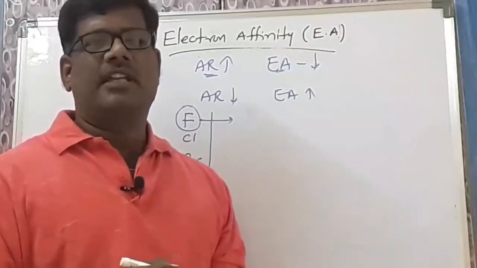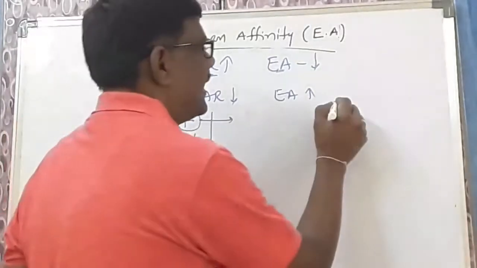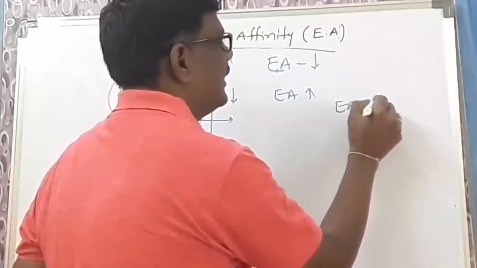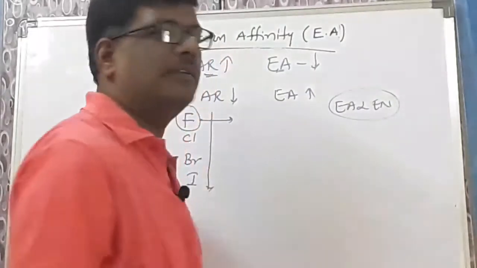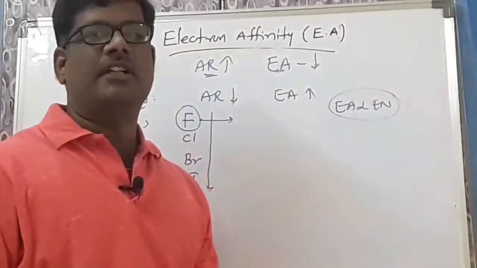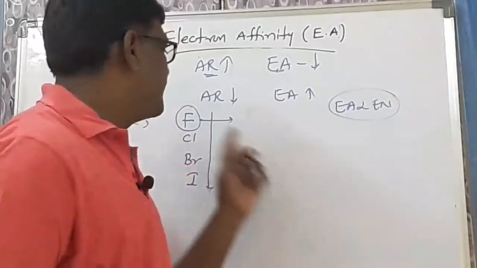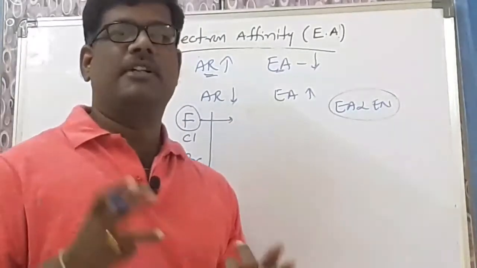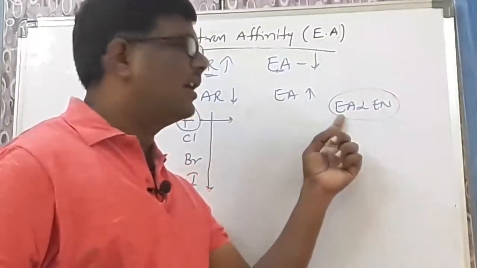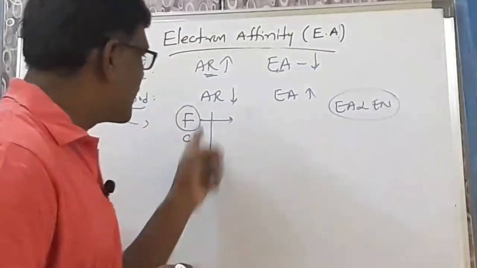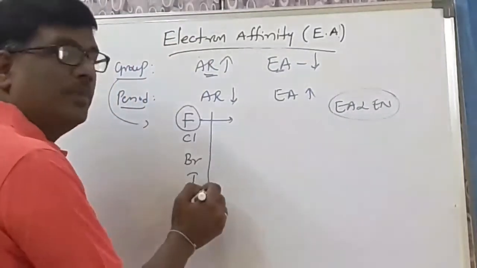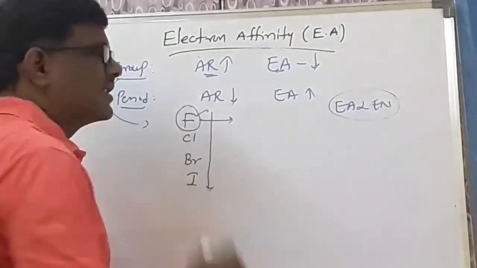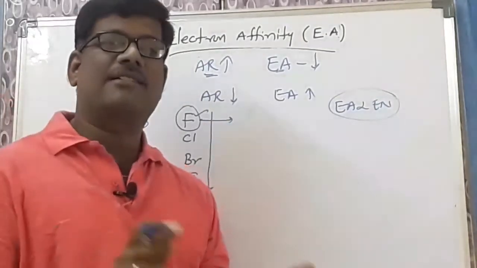One concept is also there. Electron affinity is directly proportional to the electronegativity. Which is the highest electronegative element? Fluorine is the highest electronegative element. The highest electronegative element will have the highest electron affinity. So according to this concept also, top to bottom must decrease. Nothing but fluorine must and should have the highest electron affinity.